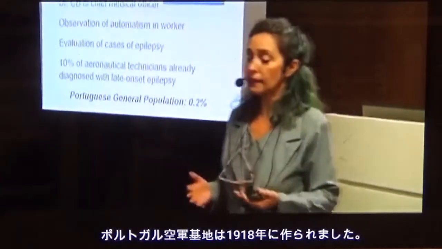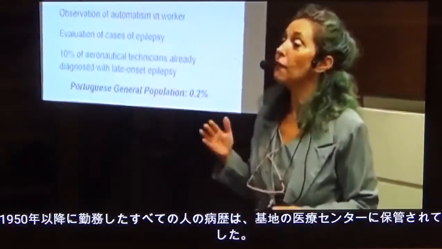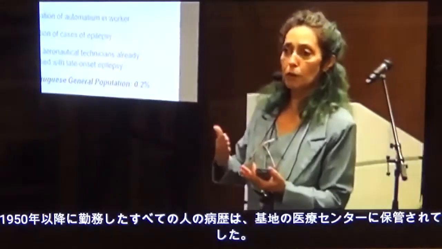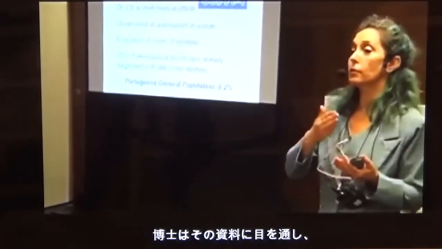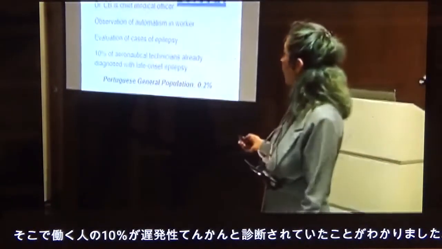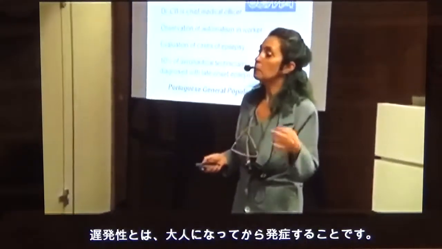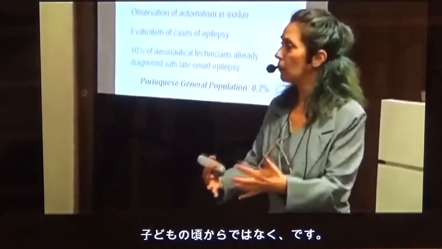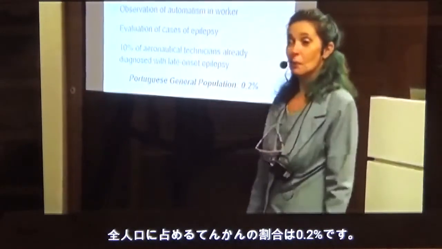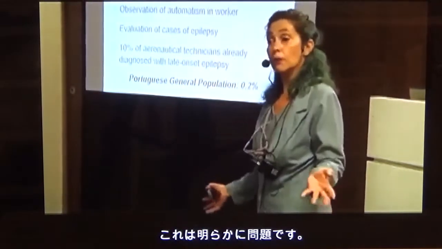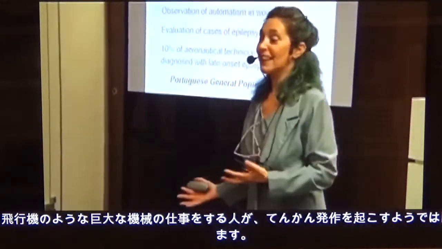So he went back, and again, this is a Portuguese Air Force base that exists since 1918. So since 1950, all the medical records of the workers are kept at the medical center on the base. He went through the medical records, and he found that 10% of the workers had already been diagnosed with late onset epilepsy. Late onset means you develop it as an adult, not child epilepsy. And of course, the general population expected number was 0.2%. Definitely there is a problem here. You don't want guys with epileptic seizures working with heavy equipment like airplanes and engines.